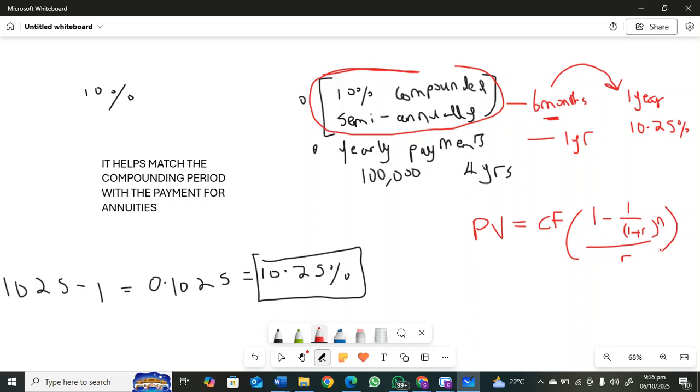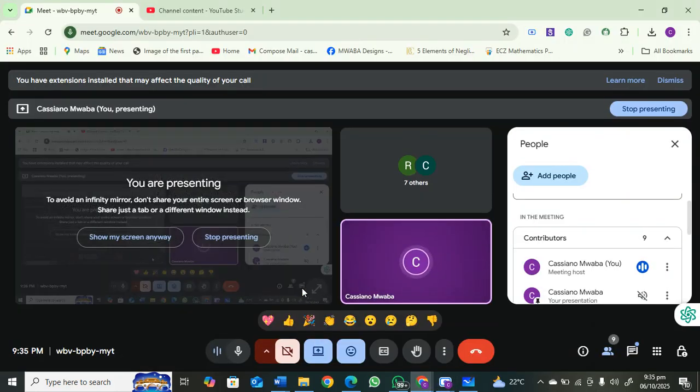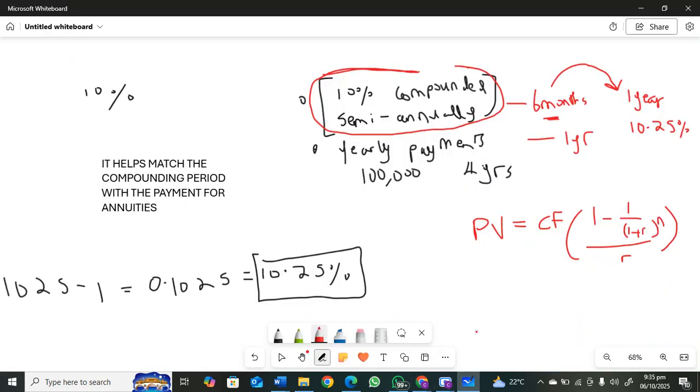If in the question the compounding period and the payment period are the same, you don't need to get the effective annual interest rate. Okay? Take note. But if the compounding period and the payment period are not matching, then you need to get the effective annual interest rate.